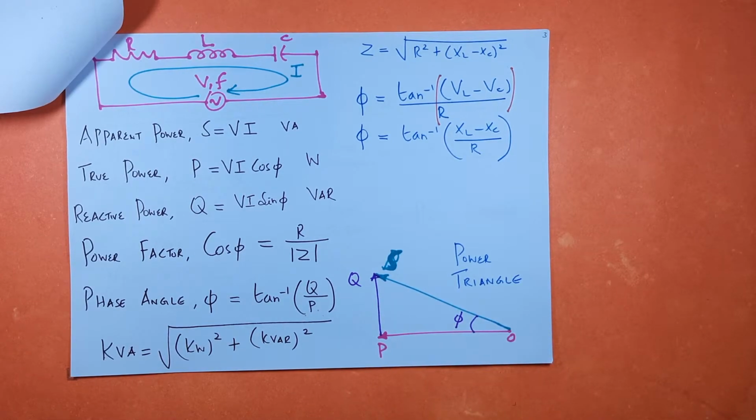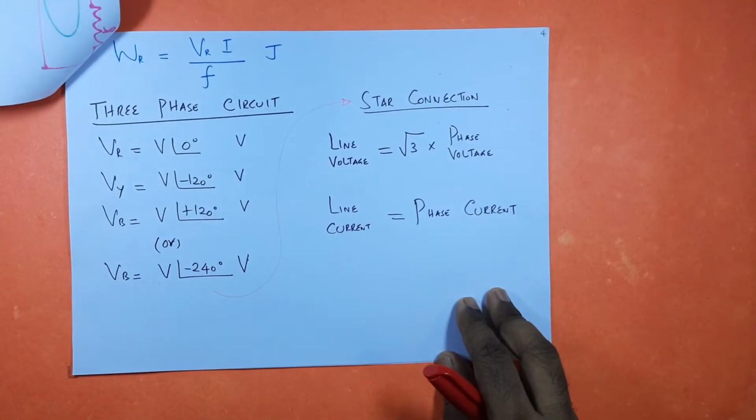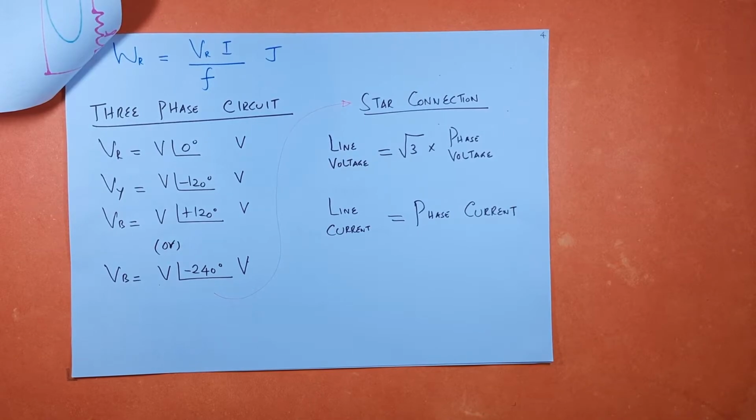From this you can write kVA equals square root of kW square plus kVAR the whole square. Next, the energy associated with the resistance, WR, equals voltage across the resistance VR times I divided by F joules.